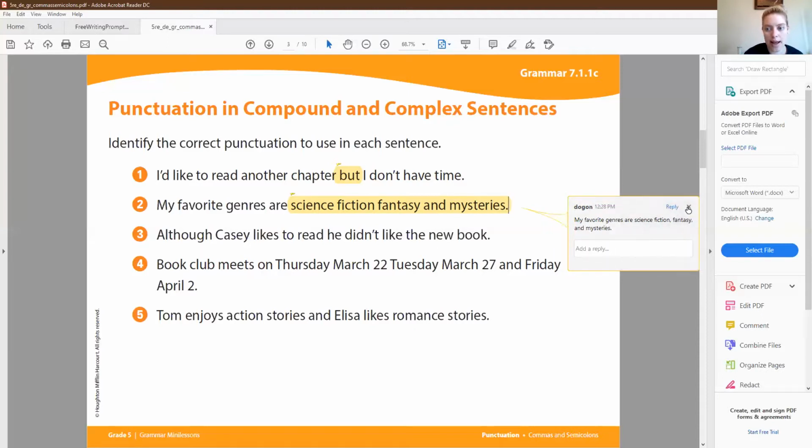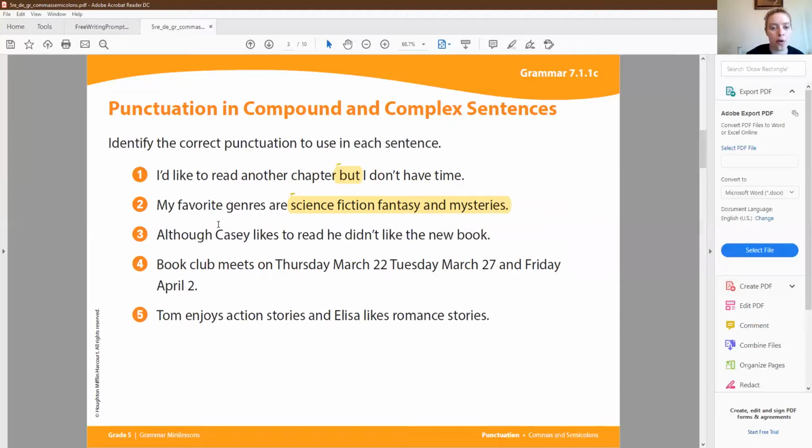All right, let's look at the next one. Although Casey likes to read, he didn't like the new book. All right, so we know that we're gonna need to add some form of a comma here, but we need to figure out where that is. Okay, so let's look at this sentence and figure out what kind of sentence it is. Although Casey likes to read, he didn't like the new book.